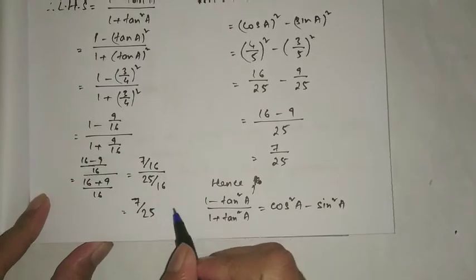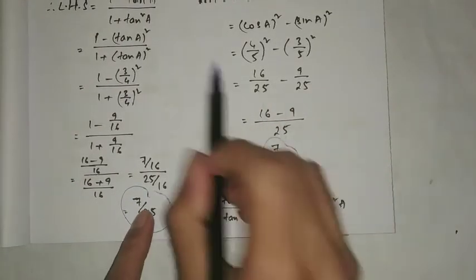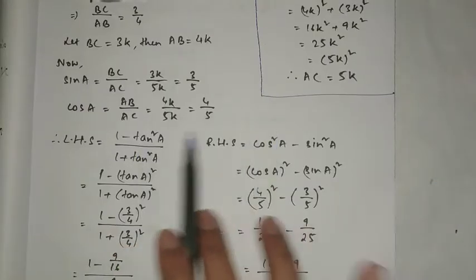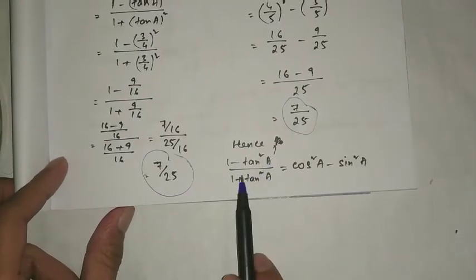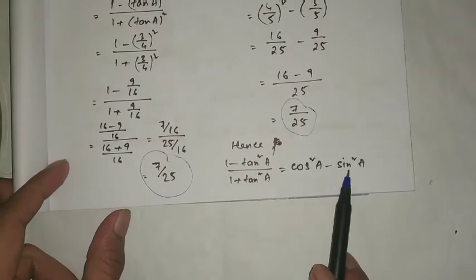So we see that these two values are the same. Hence we can write 1 minus tan square A divided by 1 plus tan square A is equal to cos square A minus sin square A.